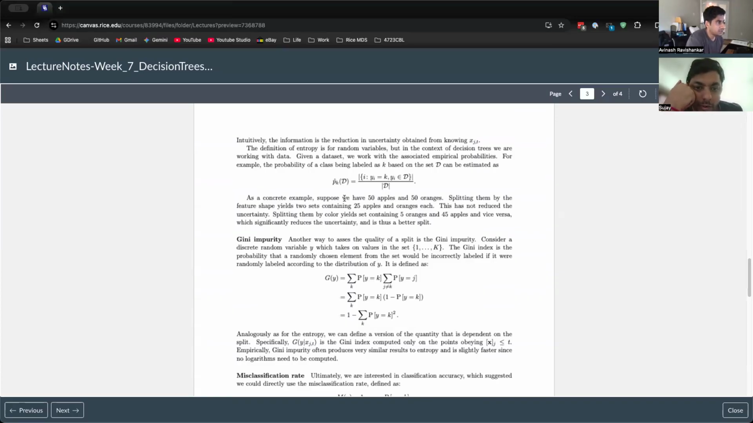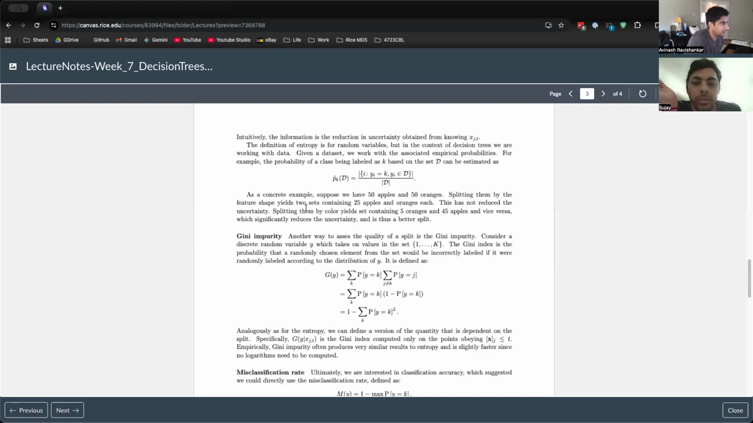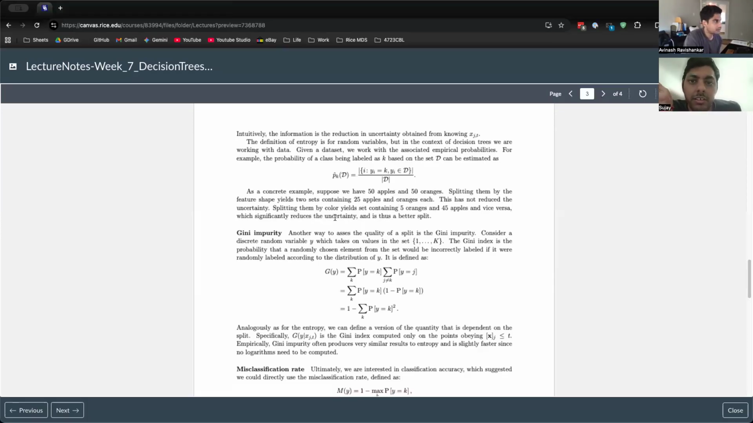As a concrete example, suppose we have 50 apples and 50 oranges. Splitting them by feature shape yields two sets containing 25 apples and 25 oranges each. This has not reduced the uncertainty. Splitting them by color yields a set containing 5 oranges and 45 apples, which is very good, right? That's a good split. Because the sizes of them are too similar. If you're trying to blindly classify, you should not do it based on size. Apples and oranges are roughly equal. But if you do it by color, you will be mostly right. So color is a good feature. Size is not a good feature. So this is our split decision.